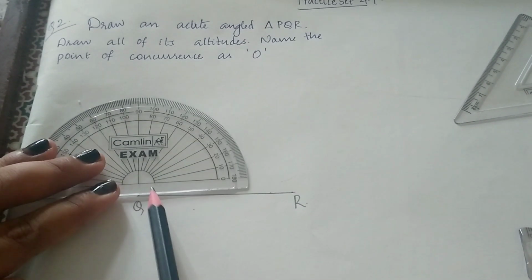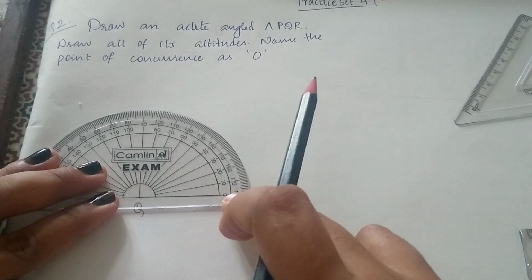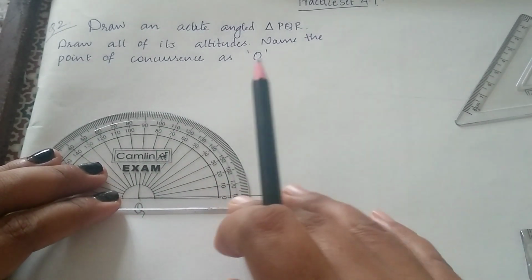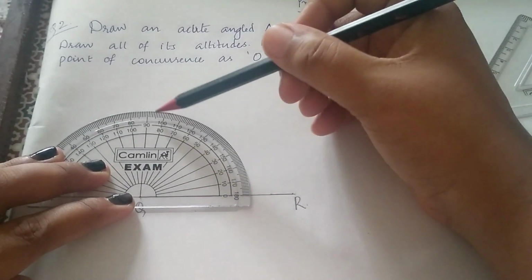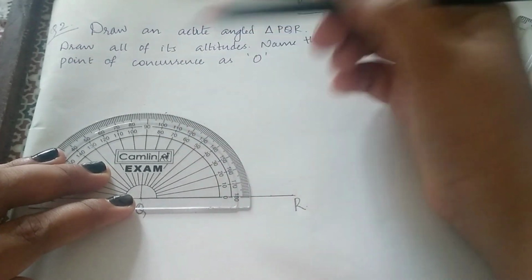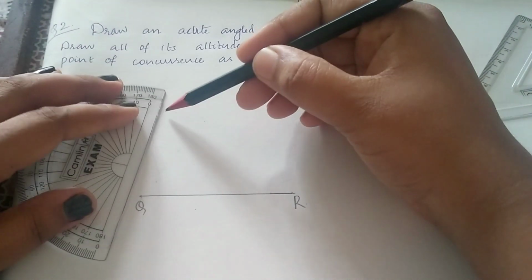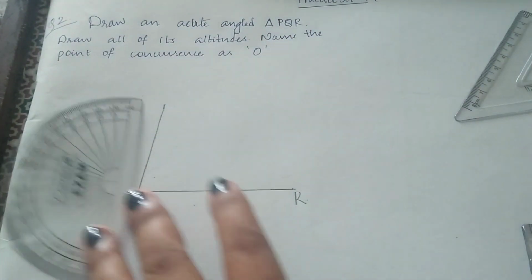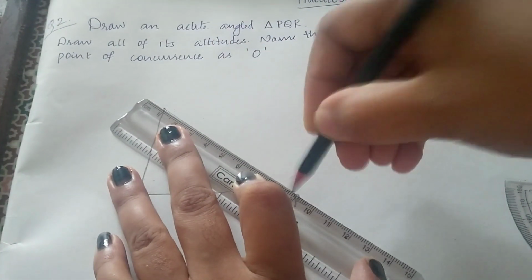Place the protractor properly. The line of that protractor should coincide with the line segment you have drawn, and exactly at point Q you have to place the center, and then take any measurement within 90. Acute angle means within 90. So let's take 80 degrees. You can take 70 also, 75 also, anything but below 90. Let's join that, and here you can join these two points, so you will get a triangle.